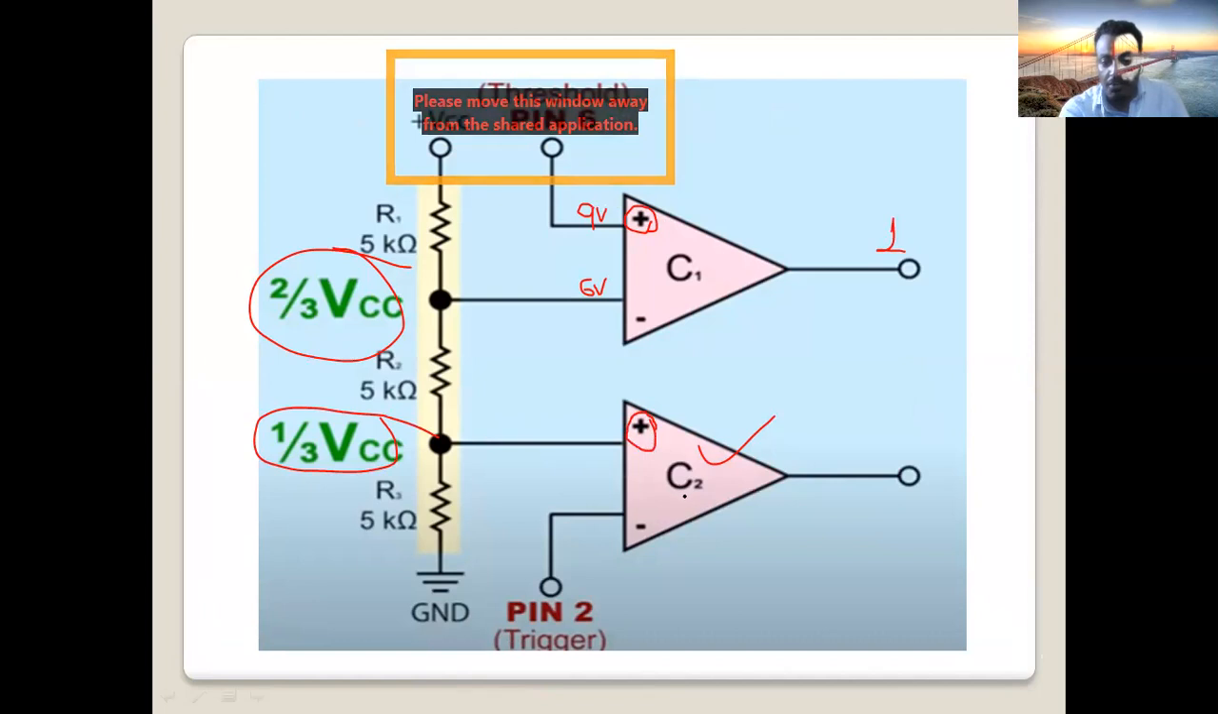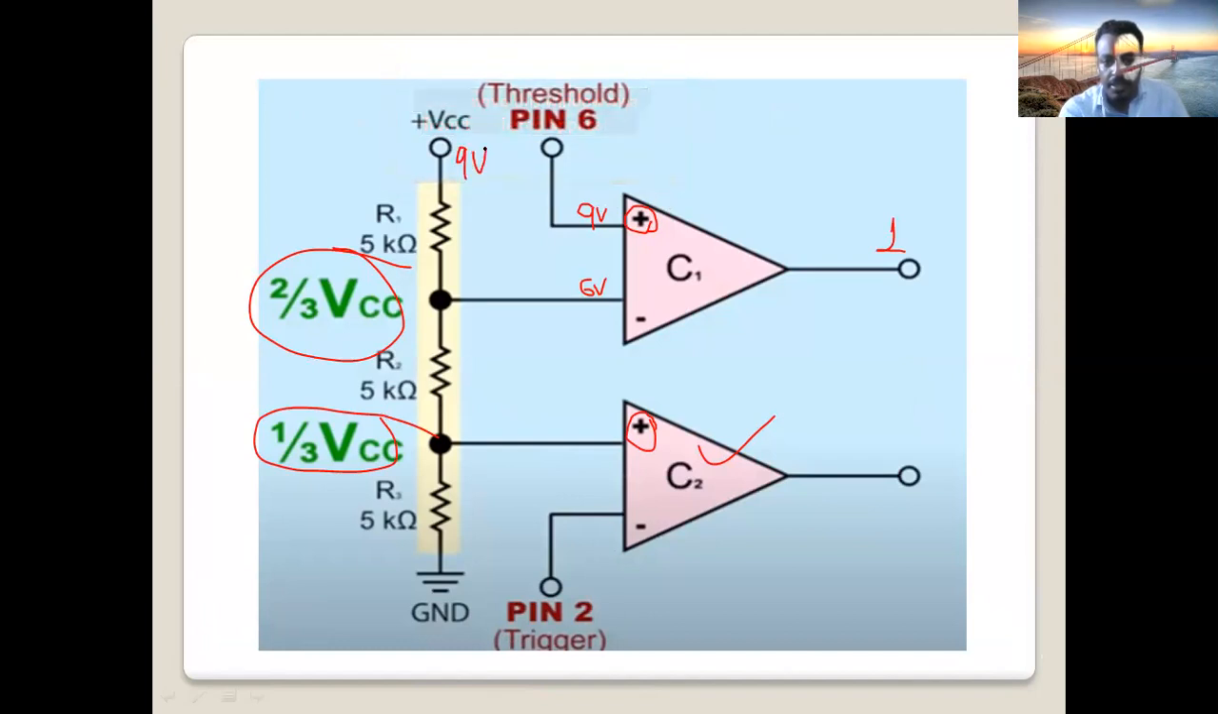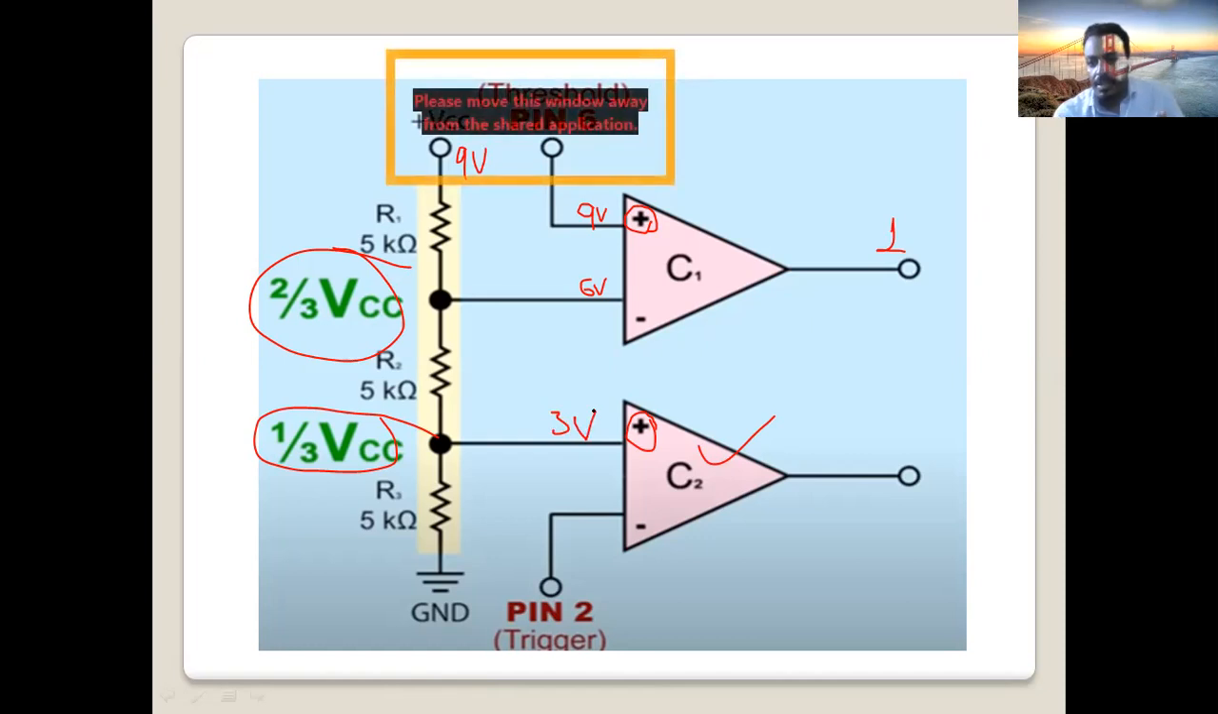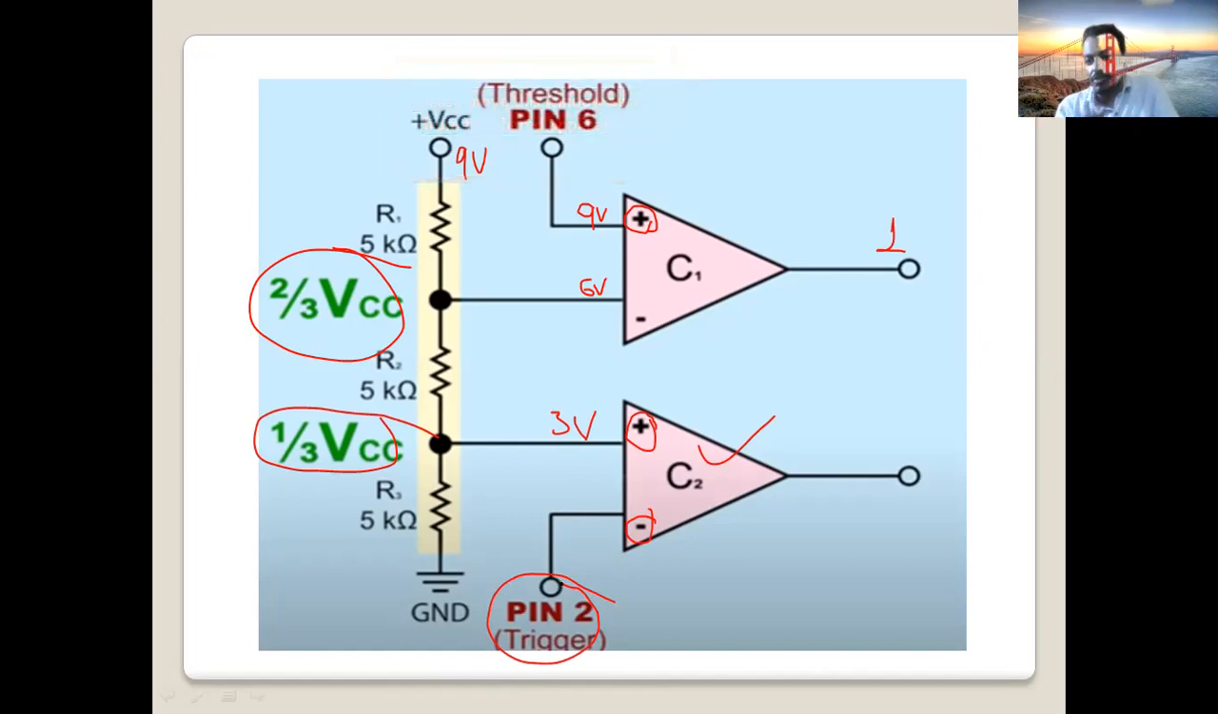So here 1/3 of VCC comes to which pin? The positive pin of comparator C2. How much voltage comes here? It depends on the battery. Battery 9 volts, divide it by 3. So 1/3 of VCC, 9 divided by 3, will be 3 volts. That is the plus input. How about the minus input? It comes from our trigger input, pin number 2. Now this comparator, as you know, compares the two inputs, and depending on which one is larger, it will give either 1 or 0.